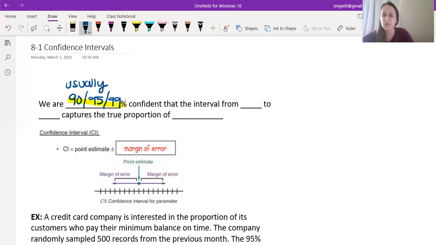So the only correct interpretation of a confidence interval is stating that we are whatever percent confident. So it needs to have that word confident, that the interval from, and these two numbers are that maximum and minimum value using the confidence interval formula that I have written down here, which is the point estimate plus or minus the margin of error. And that calculates the true proportion of whatever we're talking about.